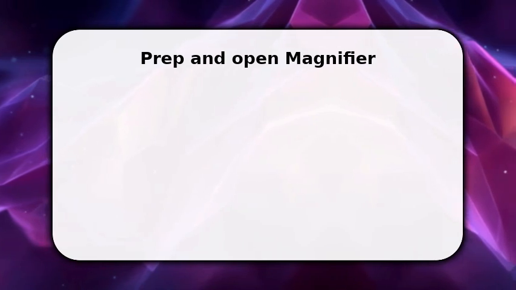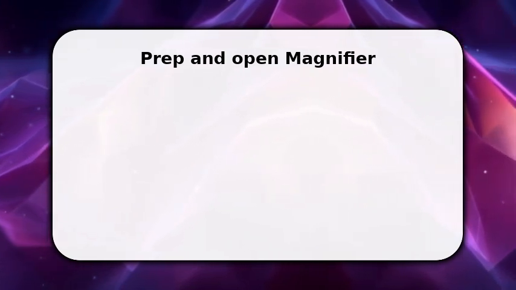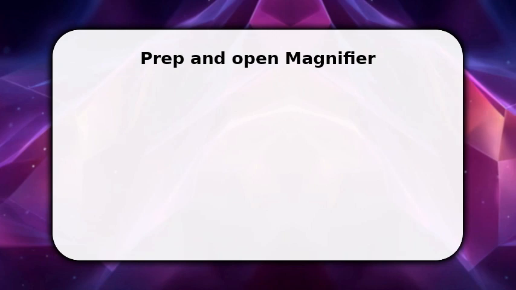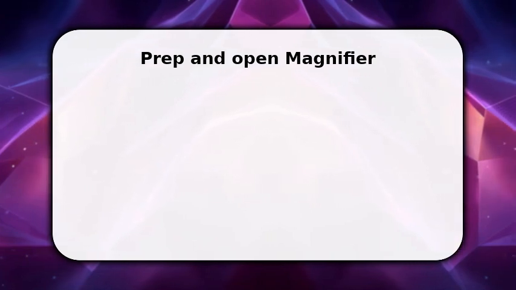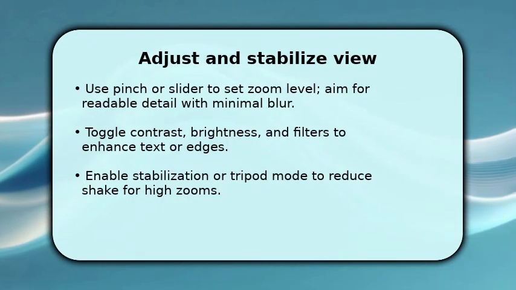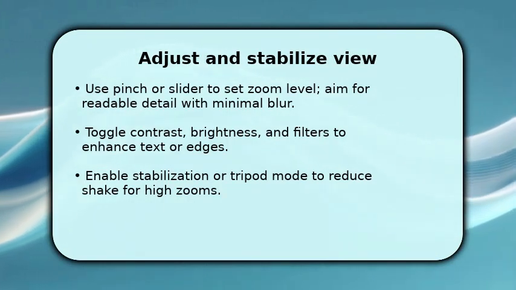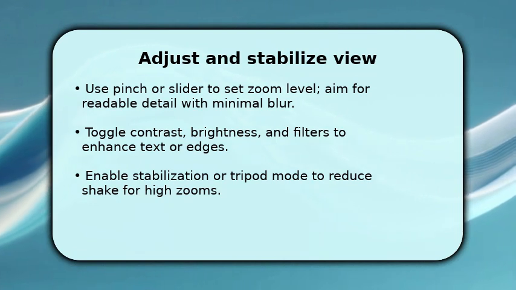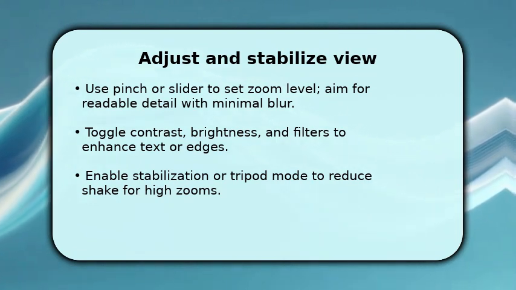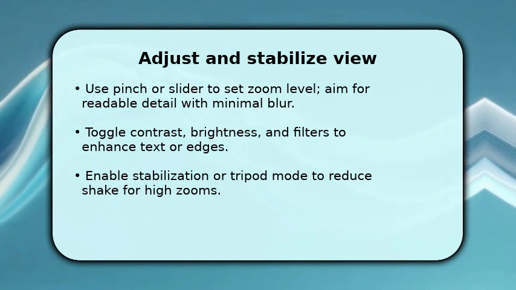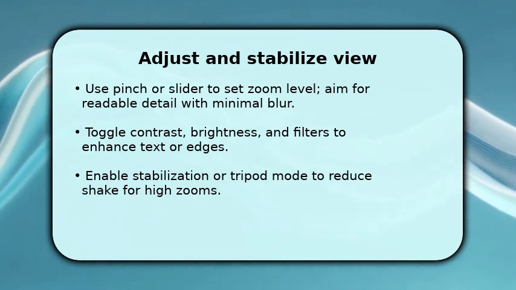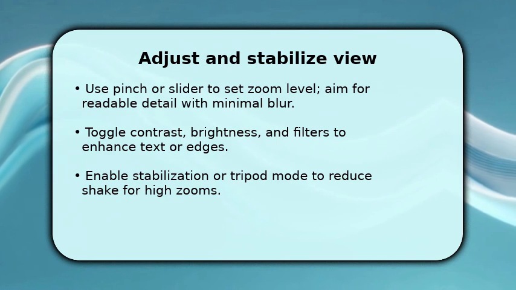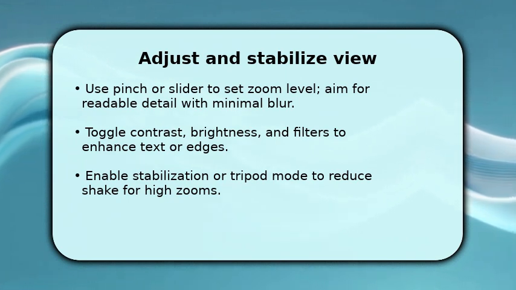Tap the magnifier icon to activate zoom and prepare for framing before moving to fine adjustments. You now refine the view by zooming incrementally. Pinch or use the slider until text or small features are legible but not pixelated. Once done, make sure to tweak contrast and brightness. Filters such as high contrast or edge enhance reveal fine lines and improve readability.